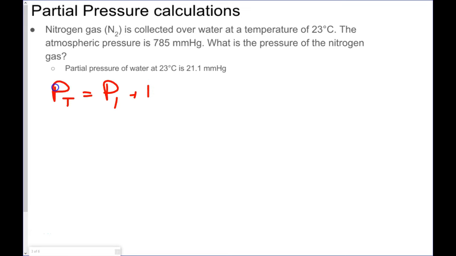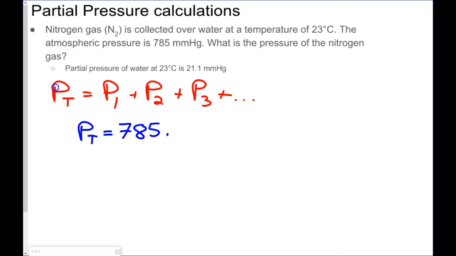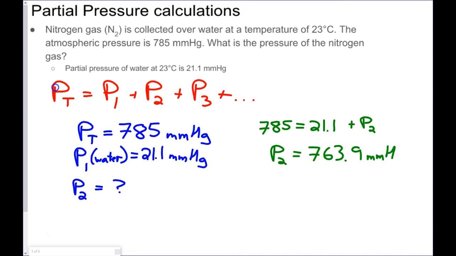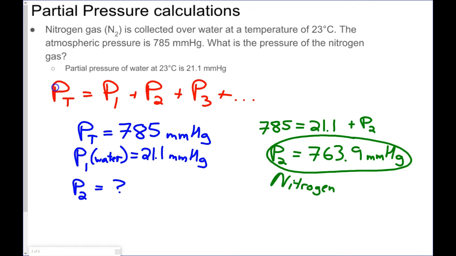Let's do our final set, partial pressure. So if you remember, Dalton's law says that the total pressure is going to be equal to the partial pressure of gas 1 plus the partial pressure of gas 2 plus 3, etc. In this case, the total pressure is going to be 785 millimeters of mercury. And I'm going to be collecting this over water. So the pressure of the water is going to be 21.1 millimeters of mercury. So to get to my gas 2, I'm essentially going to have to do 785 equals 21.1 plus P2, whatever that is. Now just do simple math, subtract that from there. Gas 2 is going to be 763.9 millimeters of mercury. So that is going to be the partial pressure of the nitrogen gas at 23 degrees Celsius that was captured over the water.